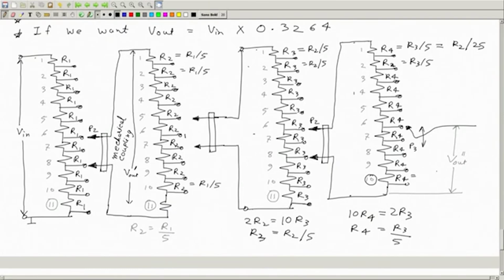Okay, and then the total equivalent resistance of this is 10 R3. This 10 R3 is coming in parallel with 2 R2. So we want 2 R2 to be the same as 10 R3, so R3 is the same as R2 by 5. Okay. Oh, this I already have written.